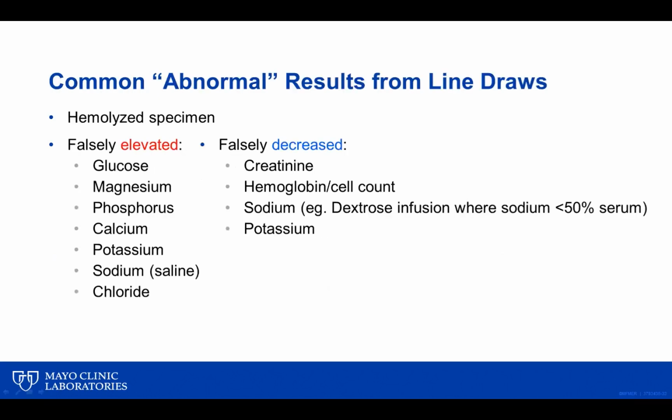So we know there are a number of problems associated with line draws. We know we can get hemolyzed specimens, but we can also get contamination resulting in various analyte patterns depending on the infusion being administered. So we can get falsely elevated results, for example, glucose, magnesium, phosphorus, calcium, potassium, sodium if saline is being administered, or chloride, and then falsely decreased. So creatinine, hemoglobin or cell count, sodium, and this could be an example where you have a dextrose infusion where sodium is less than 50% of the amount of serum, and then also, again, potassium.